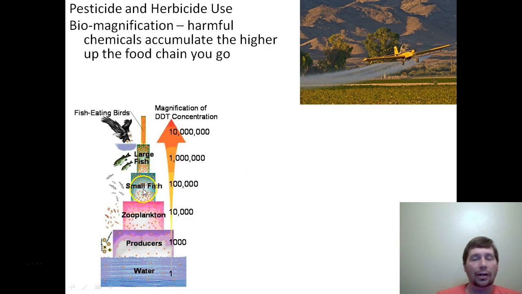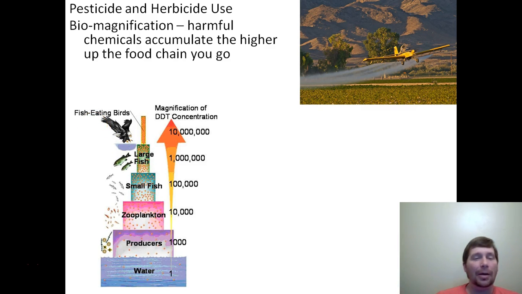Then a secondary consumer eats your primary consumer and gets exposed to even more of the chemical, then a tertiary, and then eventually a quaternary consumer comes in and eats them and gets a huge load of the chemical. So biomagnification is the idea that the higher up the food chain you go, the higher the doses of these chemicals the animal is going to be exposed to.